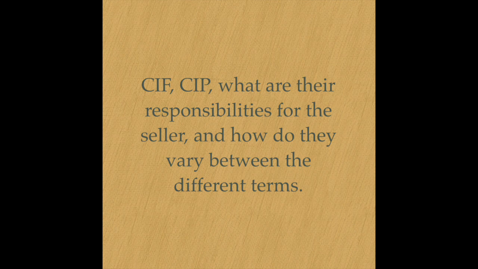CIF, CIP, what are their responsibilities for the seller, and how do they vary between the different terms? As we've discussed, CIF and CIP are very similar terms. CIF is used for ocean freight only, where CIP is a multimodal term used for air freight or ocean freight. The CIF and CIP term is the most recommended term for any USA exporter. It gives you the most control within country. You get to take care of getting the goods off your dock. You get the goods over to the destination under the transit times that you want and need, and that benefit your client the most. And also you're taking care of the AES filing, which is the most important aspect of the export transaction.